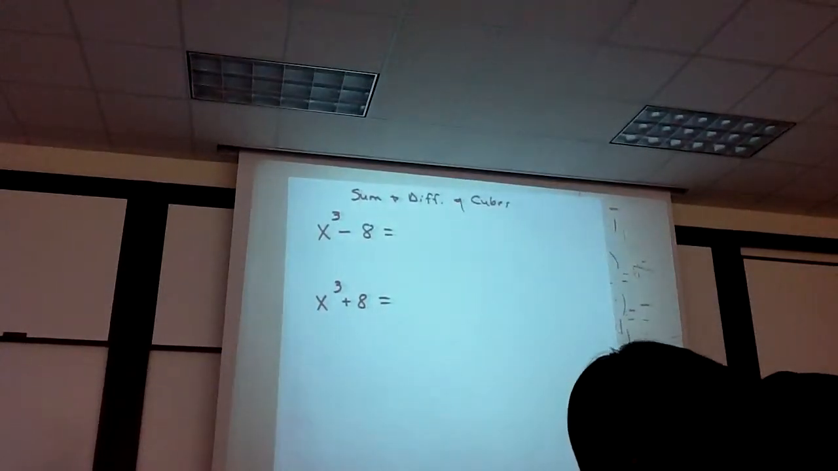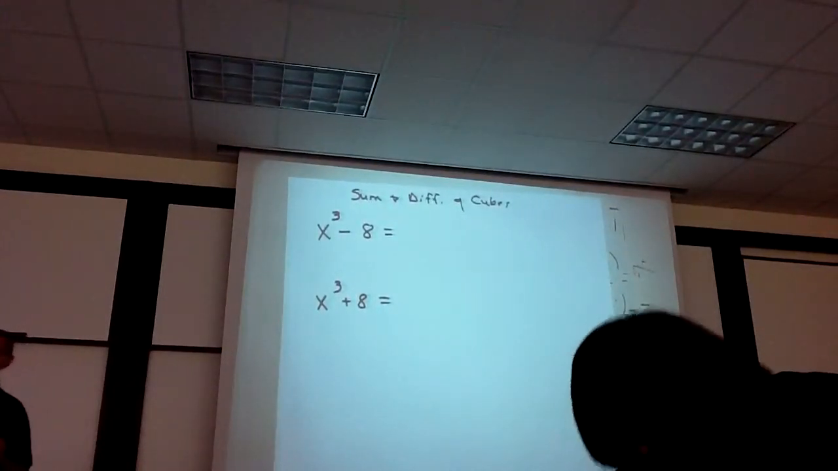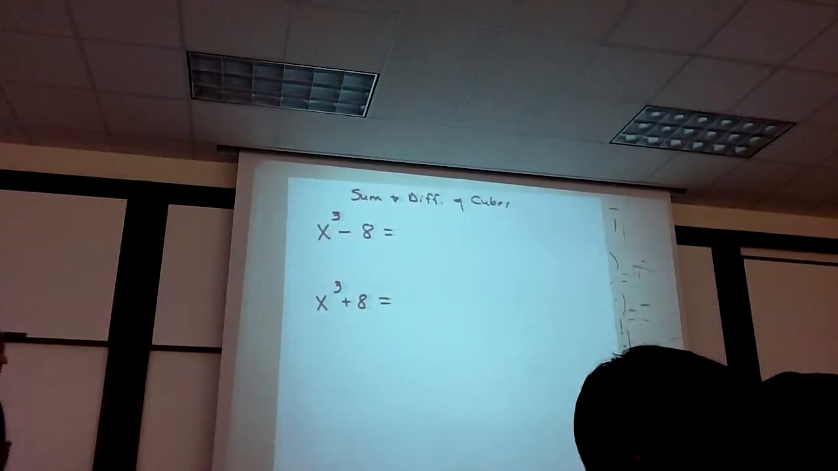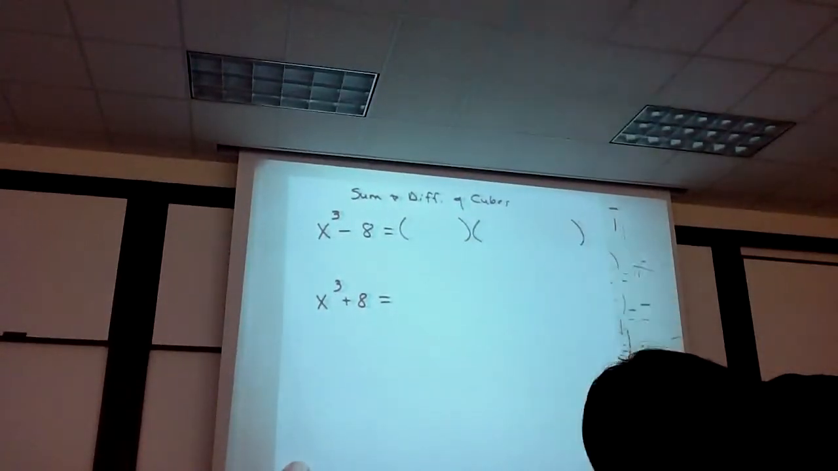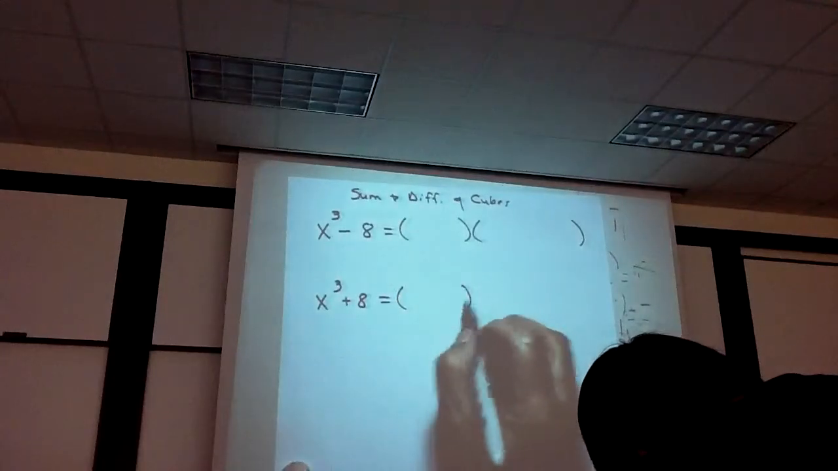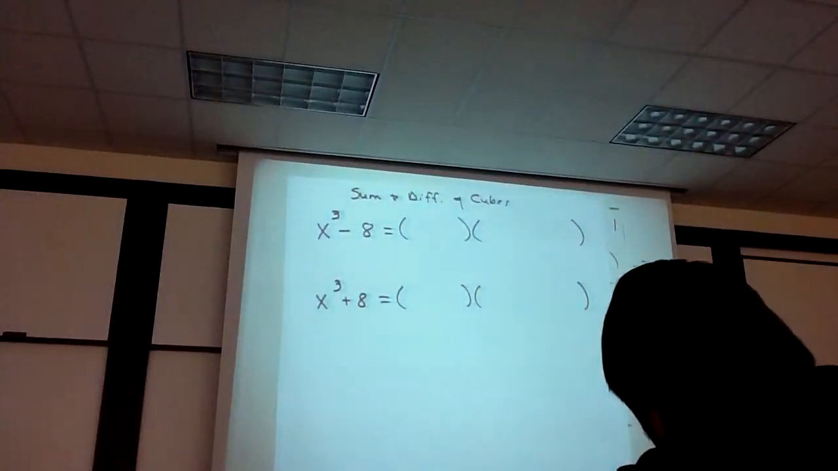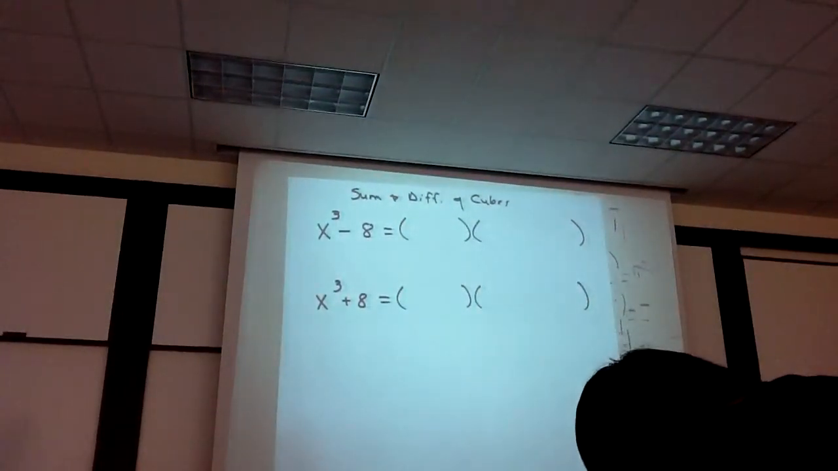They will factor. Sum and difference of cubes will factor, and they both factor in predictable form. Both factor into a binomial times a trinomial, every single time.